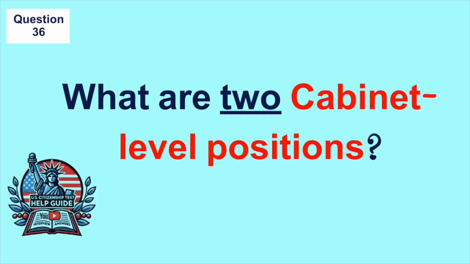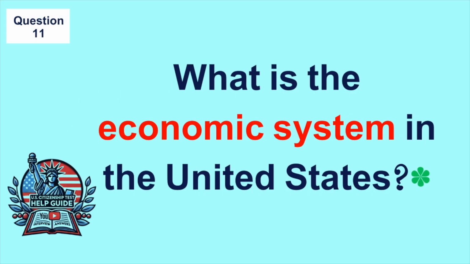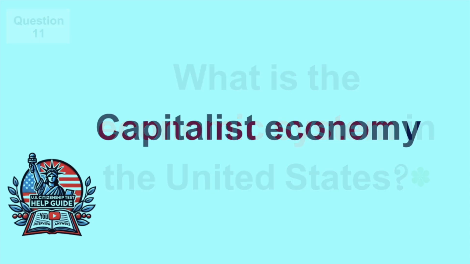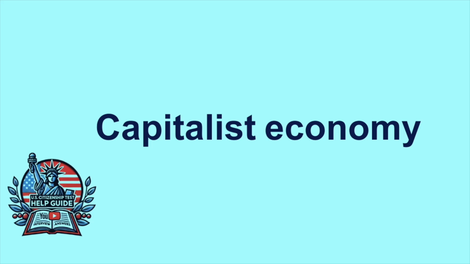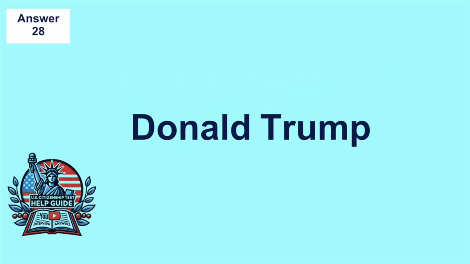What are two cabinet-level positions? Secretary of Defense, Secretary of Education. What is the economic system in the United States? Capitalist economy. What is the name of the President of the United States now? Donald Trump.